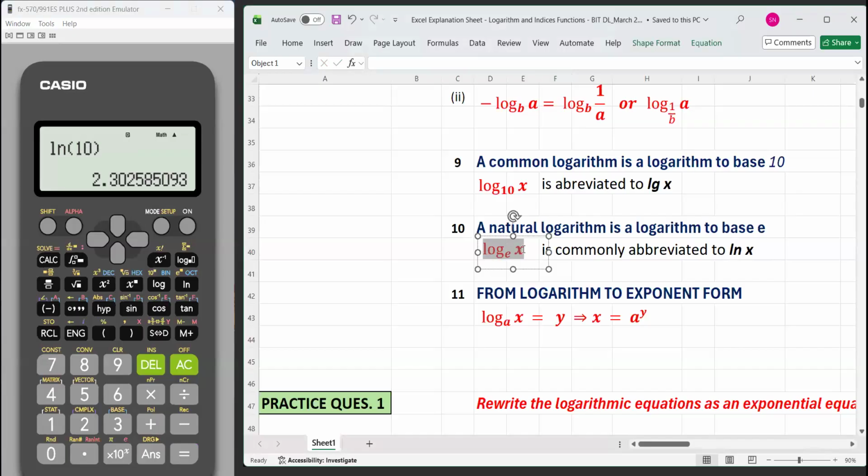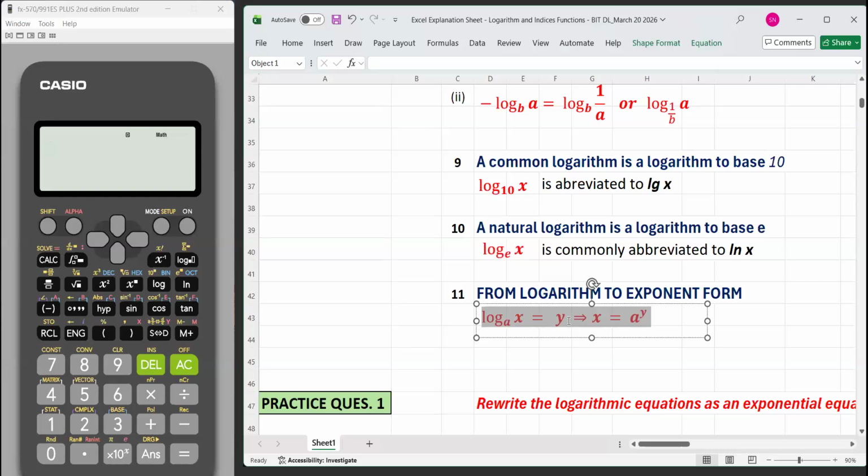Okay, so this is how these calculators represent these two functions. This is log, and this is natural log. This is the log function, and this is the natural log function. They are all on the calculator. Okay, so now let's take some practice questions.